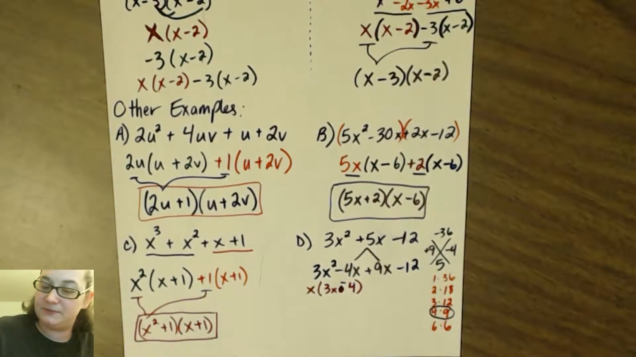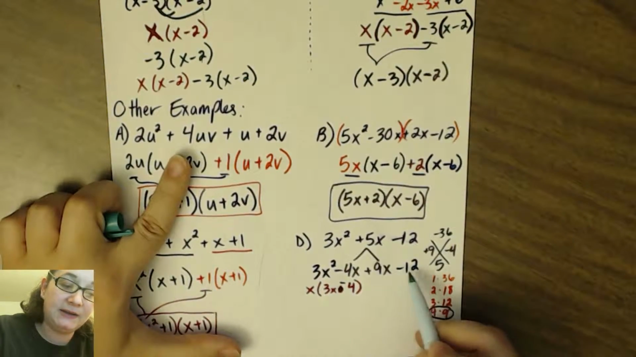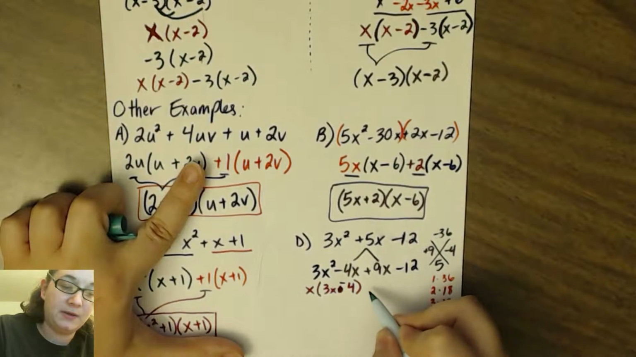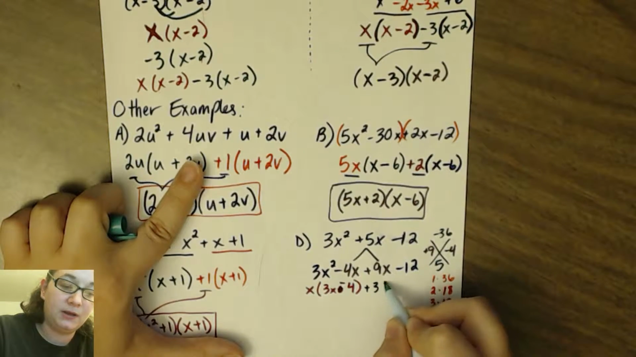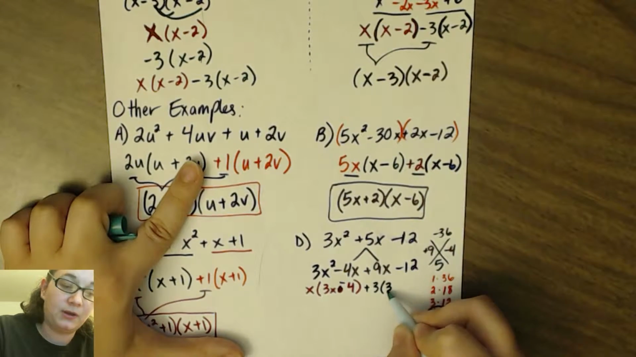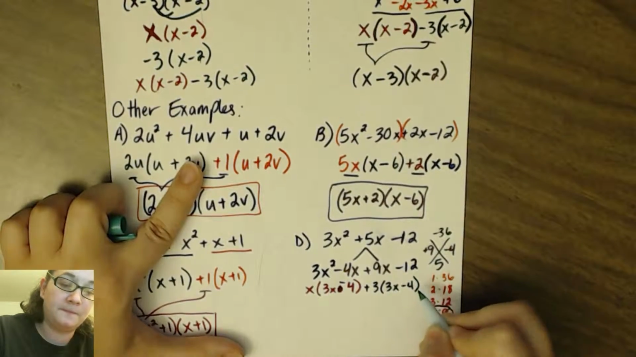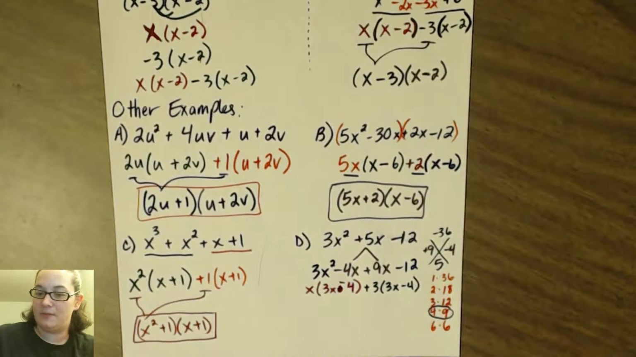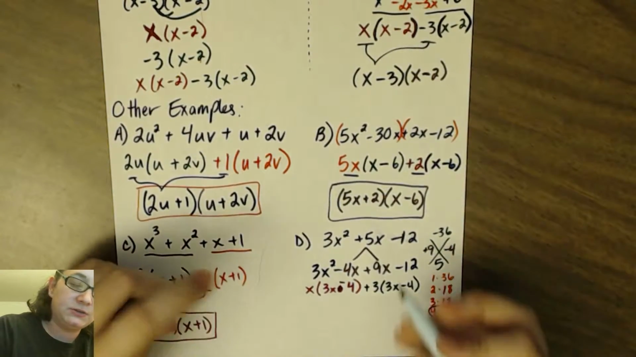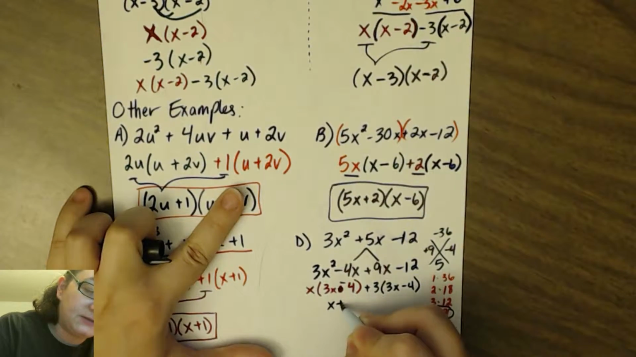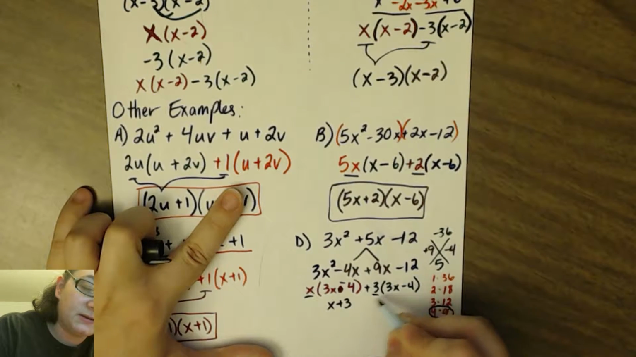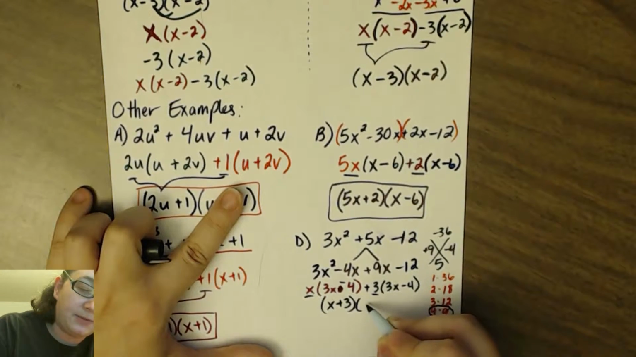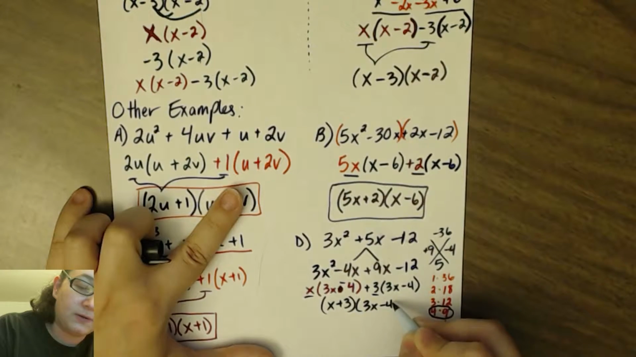And then I want to do something similar on the right side. So I have a 9 and a 12, and they both have a 3 in common, so I'm going to pull out a 3 and end up with 3x minus 4. And if you notice, my back halves now match. So my end result is that I have x plus 3, those are my fronts, and then whatever I had in my parentheses, 3x minus 4.